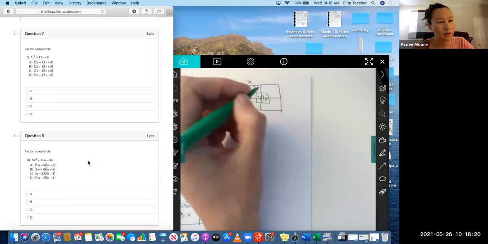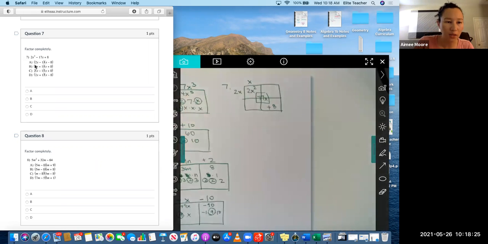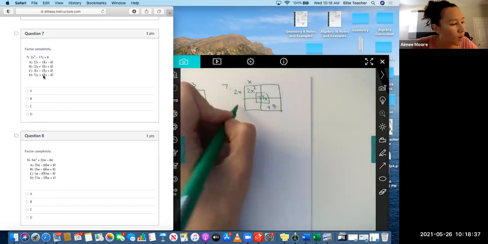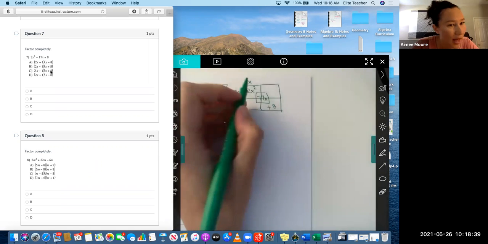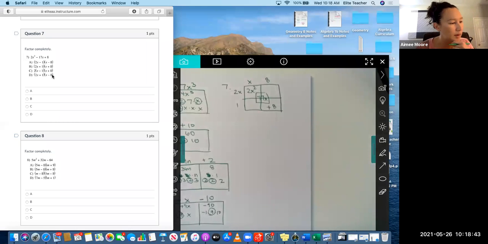So we have minus 17x and we have plus 8, which in this case is not so bad because we have answer choices here. So let's see. Just by looking at the answer choices, we know it's going to be 2x and the 1, and then x and the 8. Now we just need to figure out what the signs are going to be.